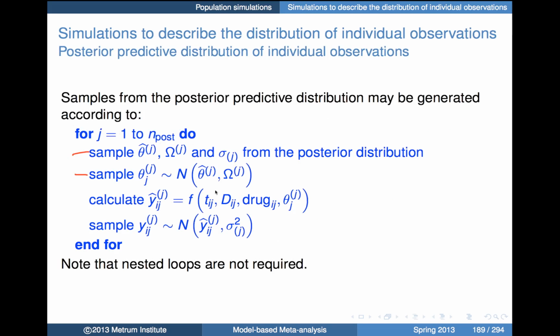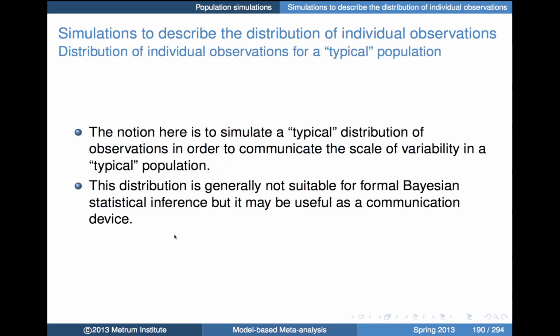We then sample the individual values of our parameters from our inter-individual variability model. We calculate our expected value based upon our model using those individual values, and then throw in our random variation, and we collect that. There's no further summarization at that point. We just keep doing that over and over again. So it's not a nested loop; it's just a single loop to generate that posterior distribution of individual observations. That would generate a posterior predictive distribution.